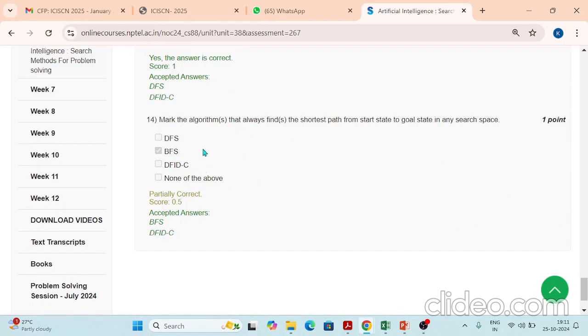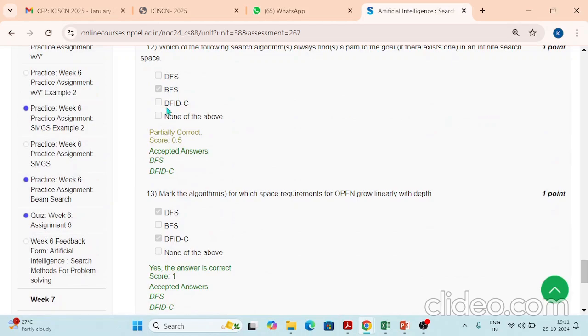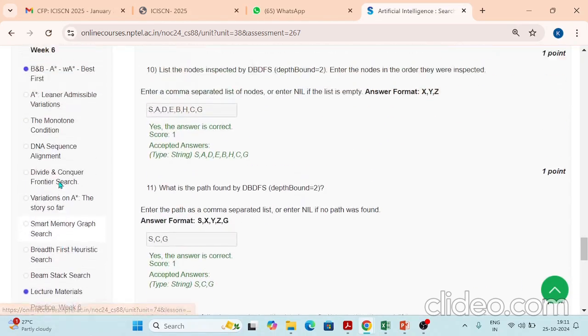If they give options in square brackets and we are not sure, it is better to keep only one option, so at least you will get 0.5. That is according to my choice.